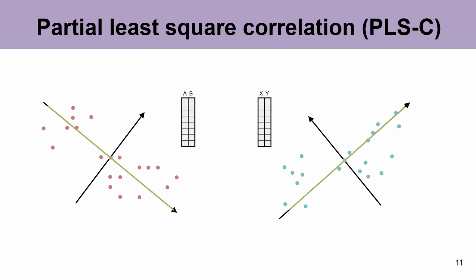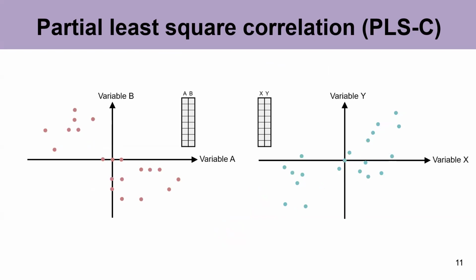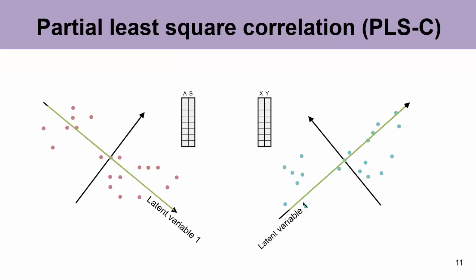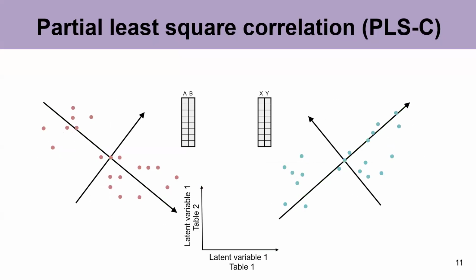Okay, so let's go back again. Remember that we're finding the line in PCA. Now we're doing it in two sets together. In PCA, we're finding the line that captures the maximum variance. But in PLS, we have a different purpose for this line. In PLS, this line should have the maximum covariance.